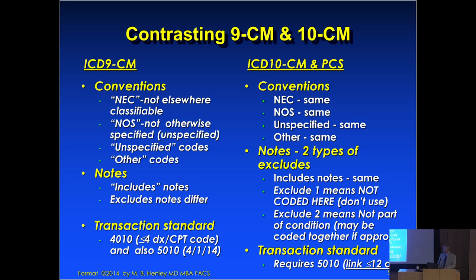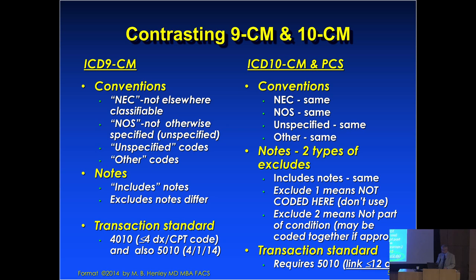ICD-9 used the 4010 transaction standard, which meant that when you submit a claim for a physician service, whether it's an evaluation and management service or an operation, you could link to it a maximum of four diagnoses. In ICD-10, the 5010 transaction standard is in effect. In fact, that went into effect April 1st, and now you can link up to 12 diagnoses to each service. And so increasing the specificity of your patient's comorbidities and complexity will be important in terms of tracking longitudinality of disease and identifying your patient population as being, for example, more complex than another doctor's.